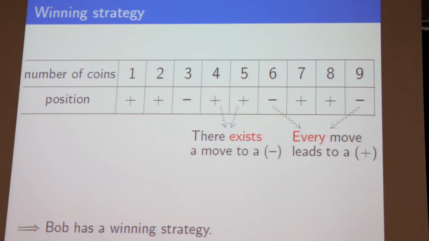Notice that the minuses are at the positions divisible by 3. If there were 99 coins, again Bob would have a winning strategy. If there were 100 coins, Alice would have a winning strategy.